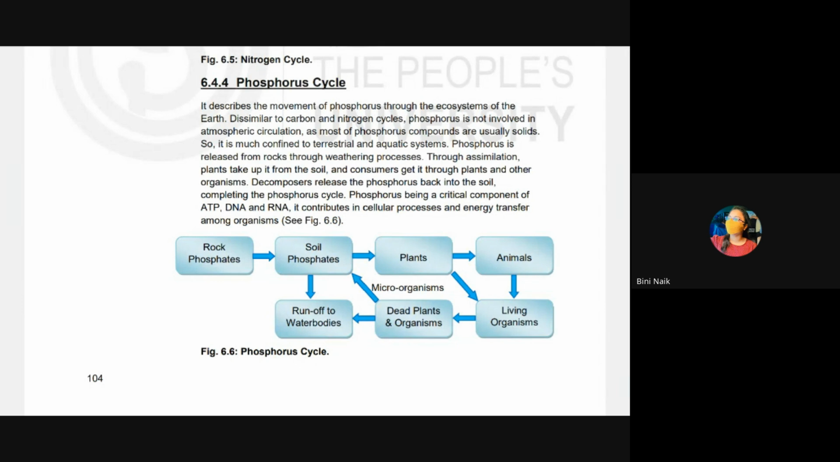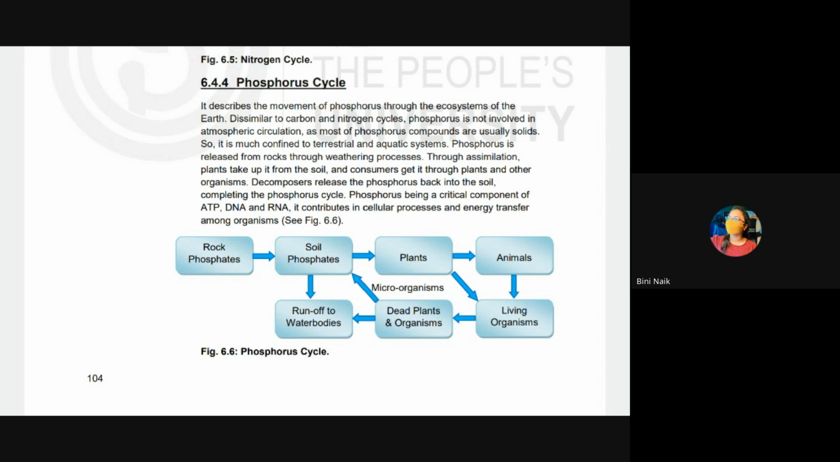Then if some animals are eating the plants, the phosphate transfers into the animals, then to the living organisms, then to dead plants or organisms. Then again the phosphate is released to the soil, or runs off to the water bodies if the dead plants or dead organisms fall into, let's say, some water sources. Then that phosphate will be released to the water bodies, so the phosphorus will again be stored in those water bodies.